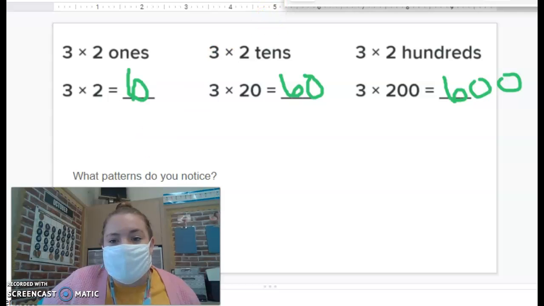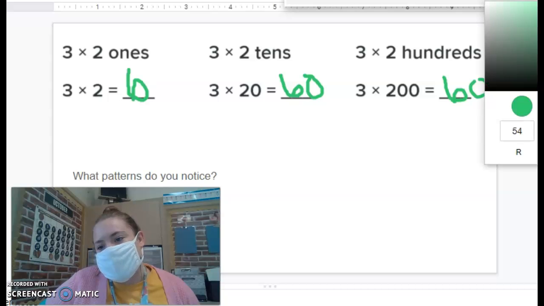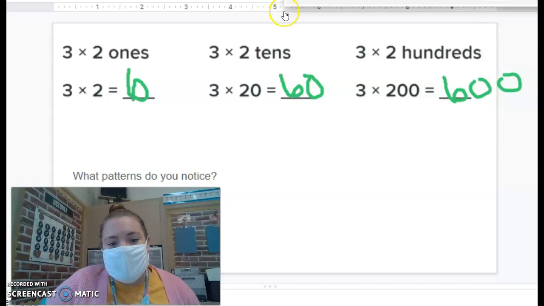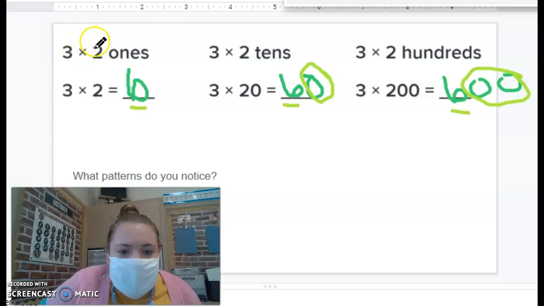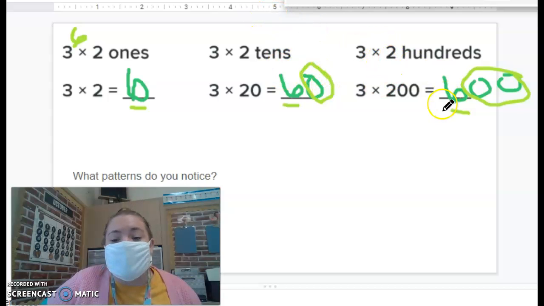Okay, so what patterns are you noticing here? I want you to go ahead and pause the video and look to see what patterns you might be noticing. So hopefully you see that in each of these we have a 6. But then we add in zeros. Well, I want to show you something. What happens when we do 3 times 2? That always is going to give us 6. But when we do 3 times 2 tens, remember that gave us 6 tens. 3 times 2 hundreds gave us 6 hundreds. So for the factors of 3 and 2, our product is always going to be 6, but it depends on our place value.